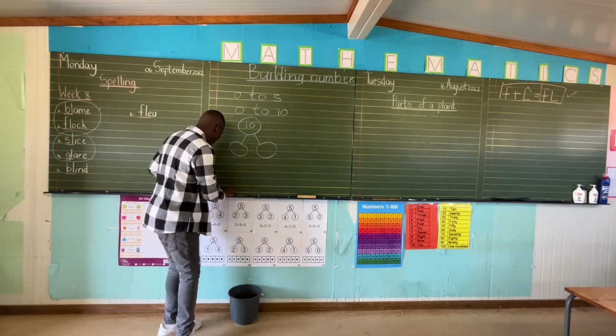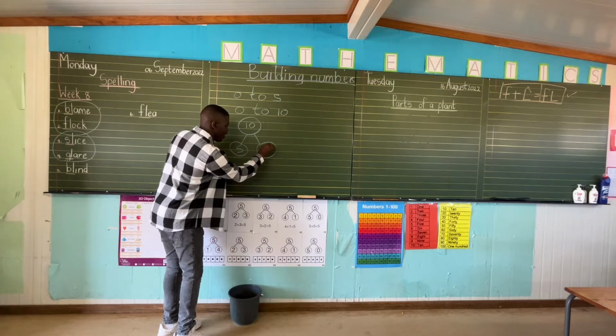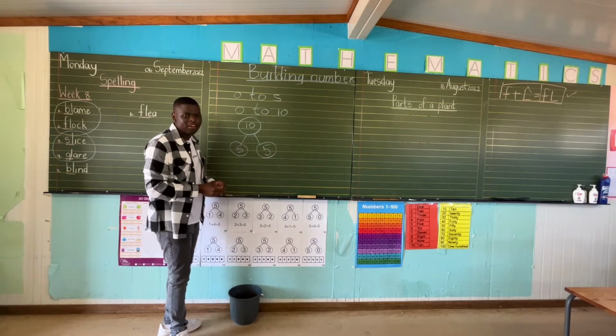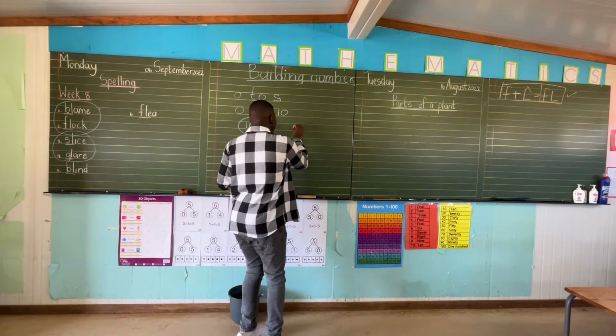Yes. So we have 5 and another 5. Right? We have 5 and another 5. What other numbers can you think of?